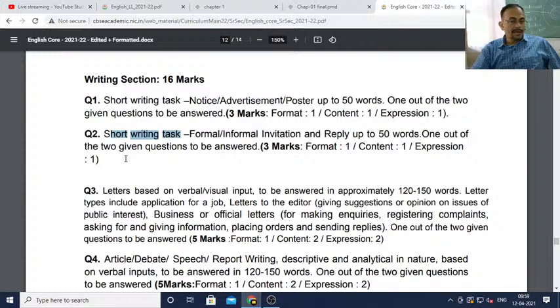The second question from the writing task will be a formal or informal invitation and reply also. Okay, so you have to learn notice writing, advertisement, poster, formal and informal invitation in the short composition. Short composition means short marks. Out of 3 marks, in the 3 mark category you need to prepare a notice, or an advertisement or poster, whichever you feel comfortable with. And then the next, as I told you, is your formal or informal invitation and reply.